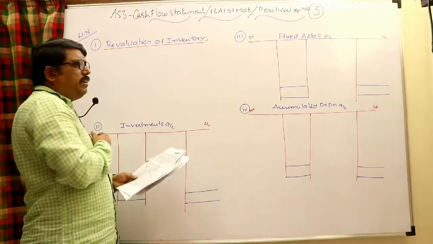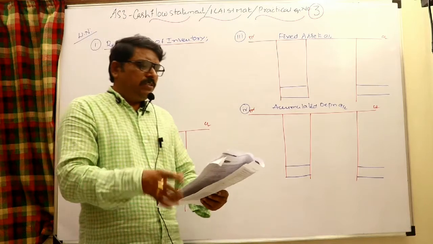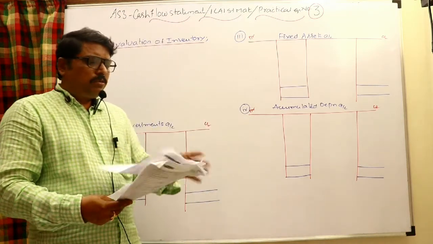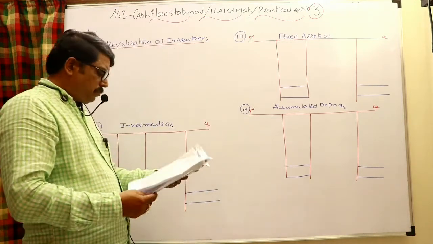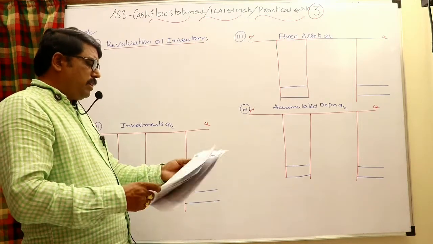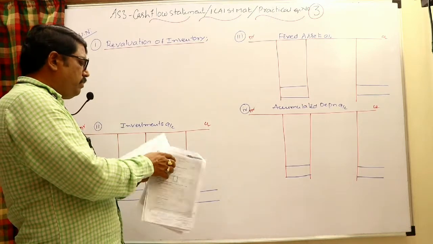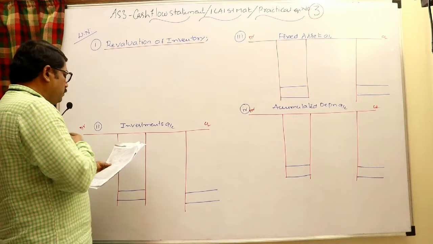Apart from that, inventory here is revalued. Revaluation of inventory is also done here, right? Now let us go to the working notes first. After that we can go to the cash flow statement. First let us do the working notes. Working notes, coming to the first point.